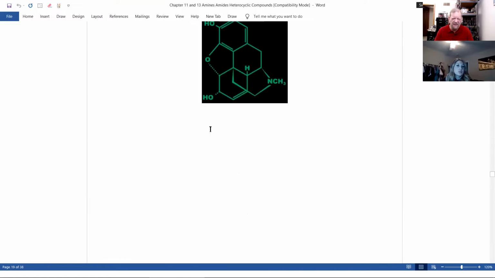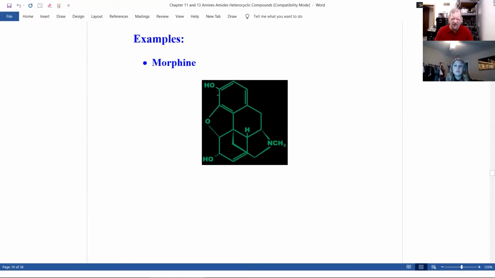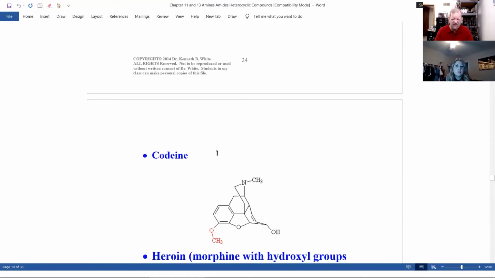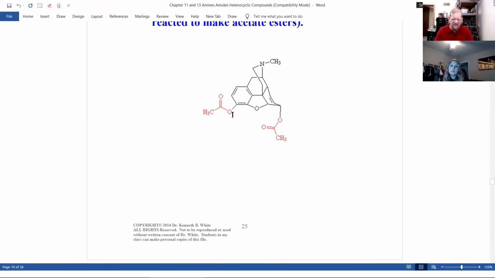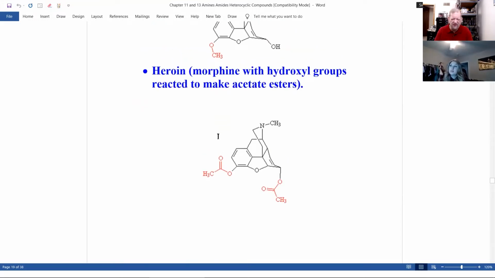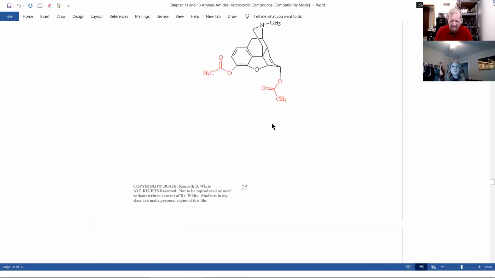How do you do that? These two alcohols right here and here, you make into esters with acetic acid. Actually, not acetic acid, there's a better way. And this is heroin. And people have been doing that. Again, these are illegal drugs. There are means, but I just thought I'd show it to you.